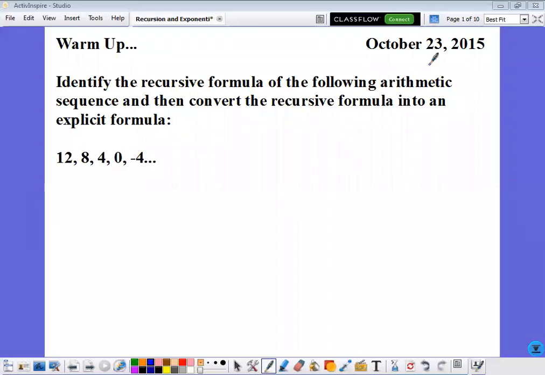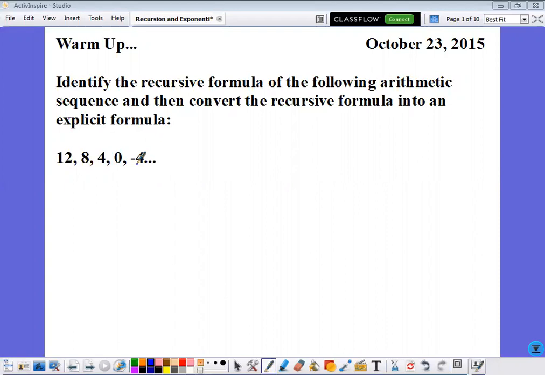All right, you guys. So the past couple of days, we've been talking about arithmetic sequences. We've developed recursive formulas. We've developed explicit formulas. We've talked about how to identify if something is an arithmetic sequence. We've also done some application problems. And so in this warm-up, they're wanting us to look at this sequence and identify the recursive formula for the following sequence, and then also convert it from recursive to an explicit formula.